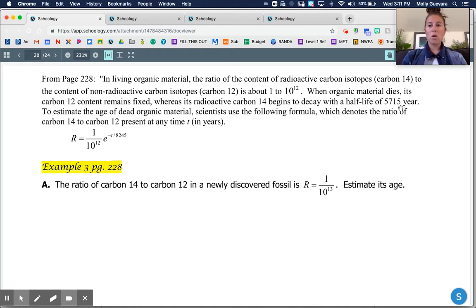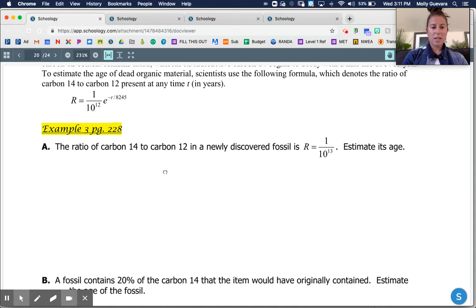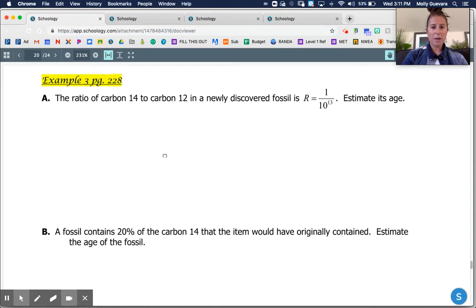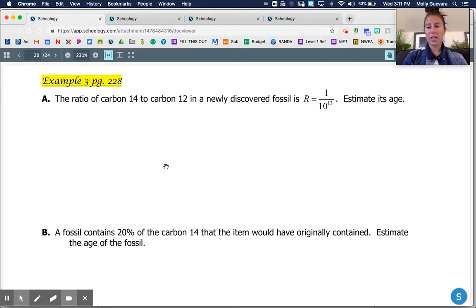Okay, so that's how we're able to estimate the age of things, like fossils and things like that, using the carbon-14 versus the carbon-12. Okay, and then this is the equation that we can use to figure out how old something is. So we're going to be using this equation a lot in talking about how old things are and how we can figure out how old fossils are. So we're going to just look at example A here.